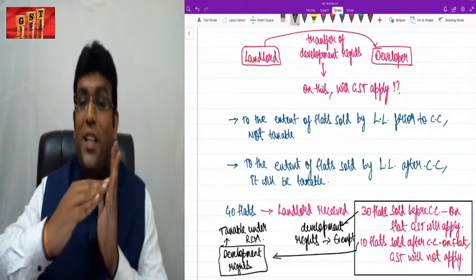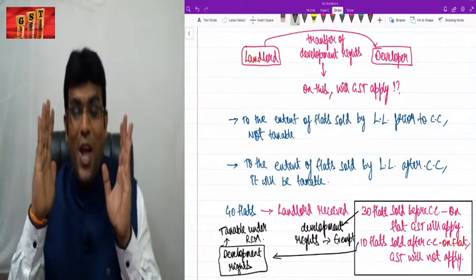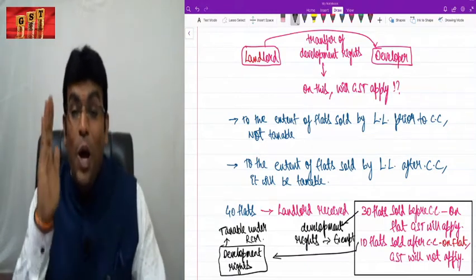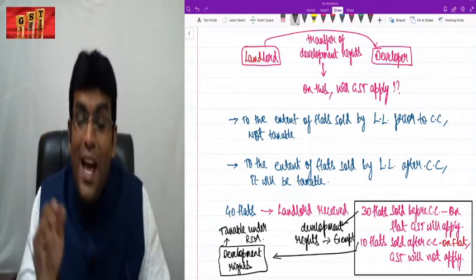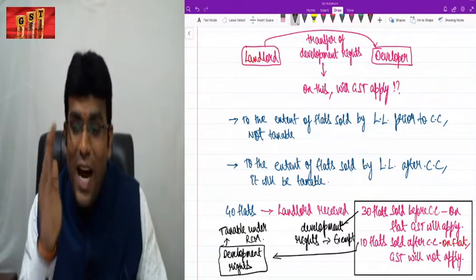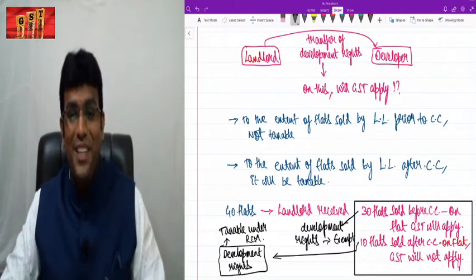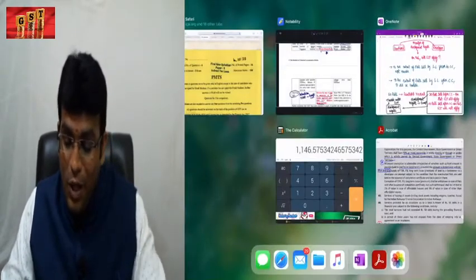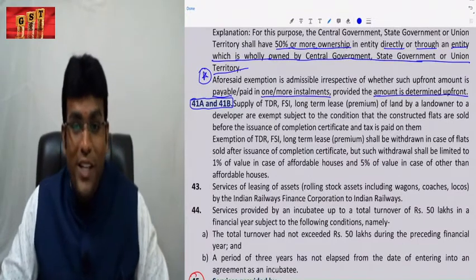So to the extent related to the 10 flats on the development rights, GST will apply. That too, moreover, it is taxable under RCM, where RCM stands for reverse charge mechanism. Getting clarity, friends? Very, very interesting point. Now I want to read that point once, then I'll make you write.